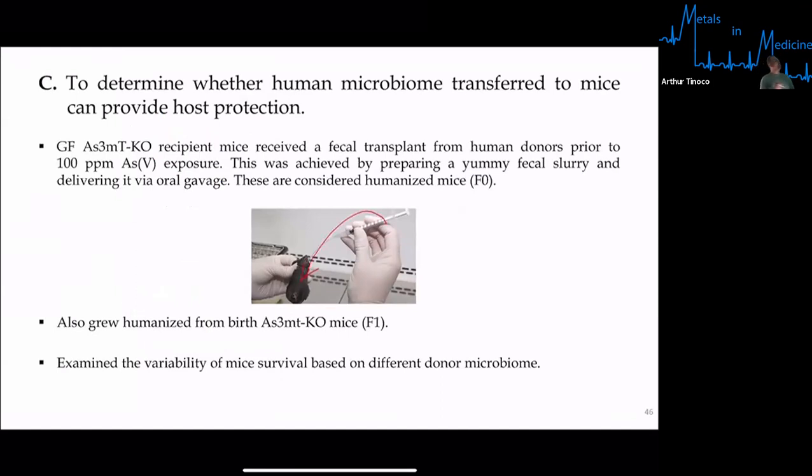All right, and so what we're looking at here is the germ-free knockout mice receiving this transplant prior to the treatment with the arsenic. They call this particular line of animals the humanized F0 because they received this material from humans. Then any animal that was birthed from these animals was considered the F1. So these are the humanized from birth knockout mice. They wanted to see the variability of mice survival based on the different donors.